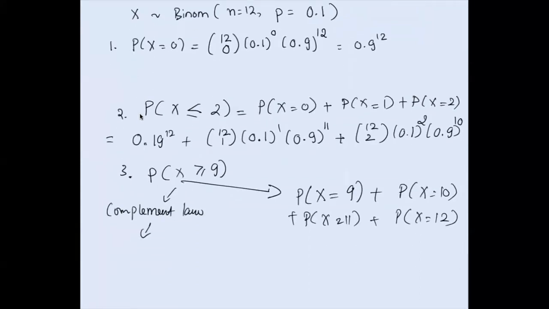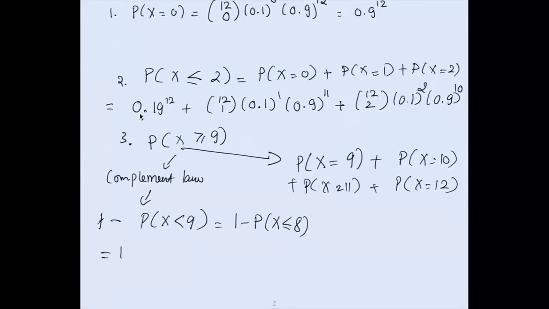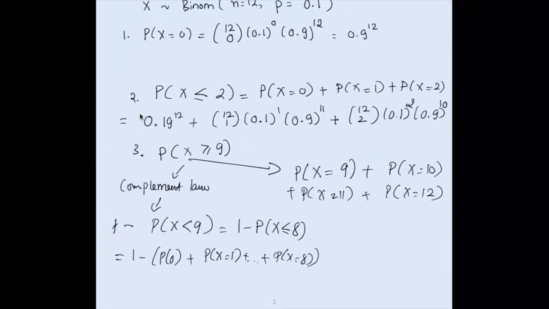If you use the complement law, the complement of X greater than or equal to 9 is smaller than 9. And here, X denotes the number of stolen cars, so the number of stolen cars has to be an integer. You cannot just steal half of a car. So we will get this as smaller than or equal to 8. So you can do either way.